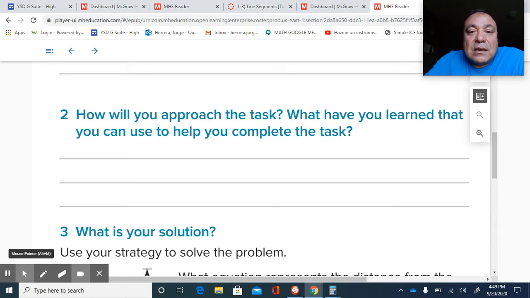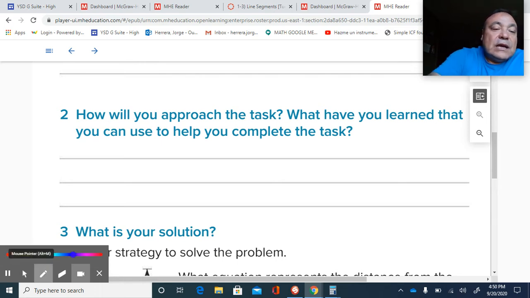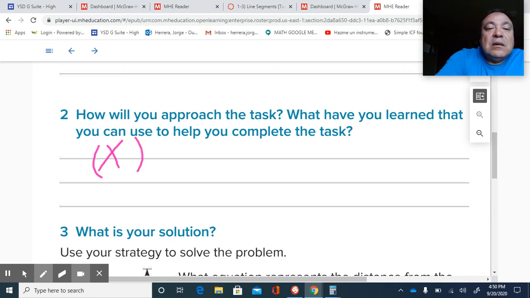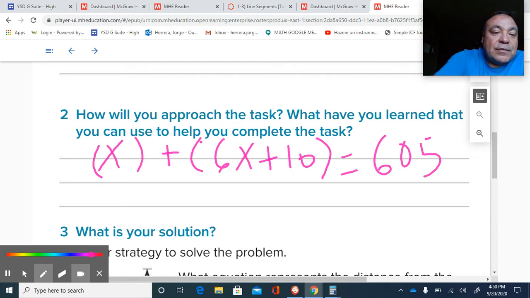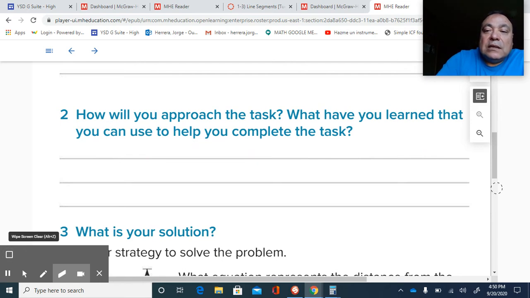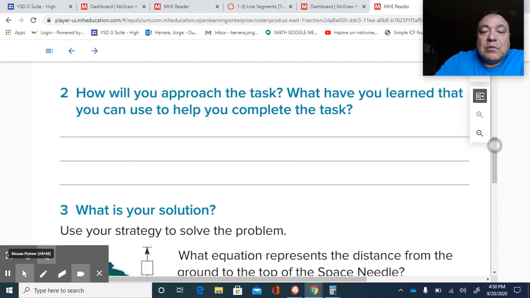We need to find the x value. And to do that, guys, we can think of it as x, that's antenna to the deck, plus from the deck to the ground, which we said was 6x plus 10, right? And that whole thing will equal 605. Okay, really, that's what we need to concentrate on finding out. So let's do a little picture. Hopefully that will help us a little bit more.